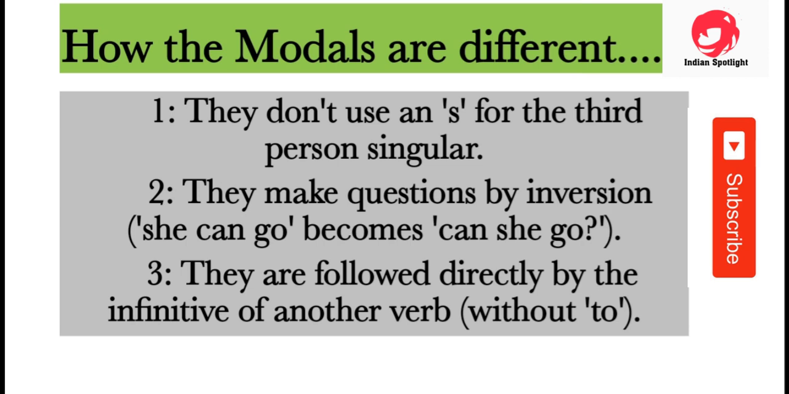Number 2, they make questions by inversion. It means that any assertive sentence where a modal is used, we can turn into interrogative form. For example, she can go. We can make this sentence into can she go. Number 3, they are followed directly by the infinitive of another verb without to. Means modals are used without to, they are not dependent on any infinitive.